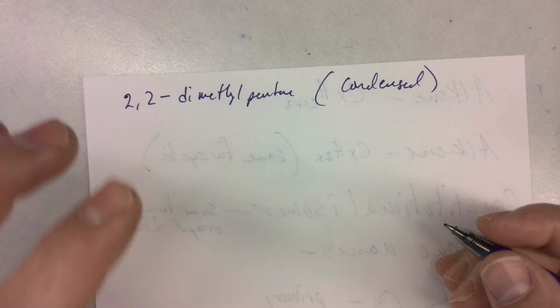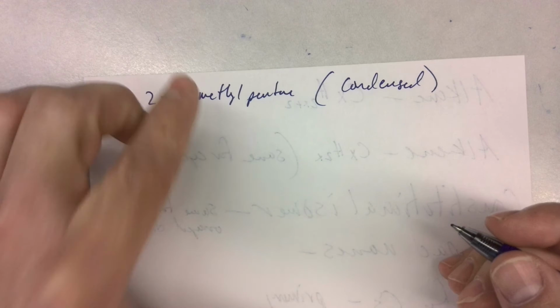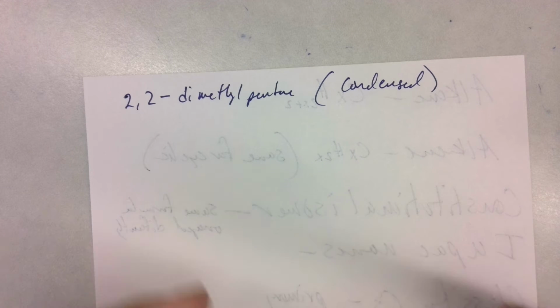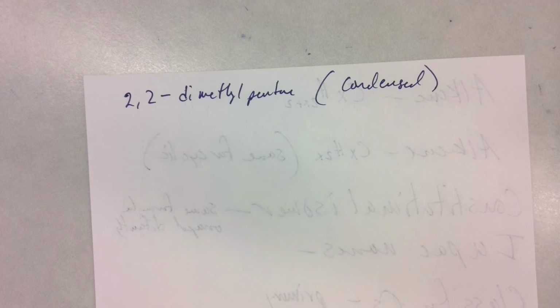Now, what I would do is if they give me the name and they want me to draw it, they could have me draw it one of 3 ways, right? What are the 3 ways they could ask me to draw it? Skeletal, complete, or condensed. Yeah, skeletal, complete, or condensed, right?